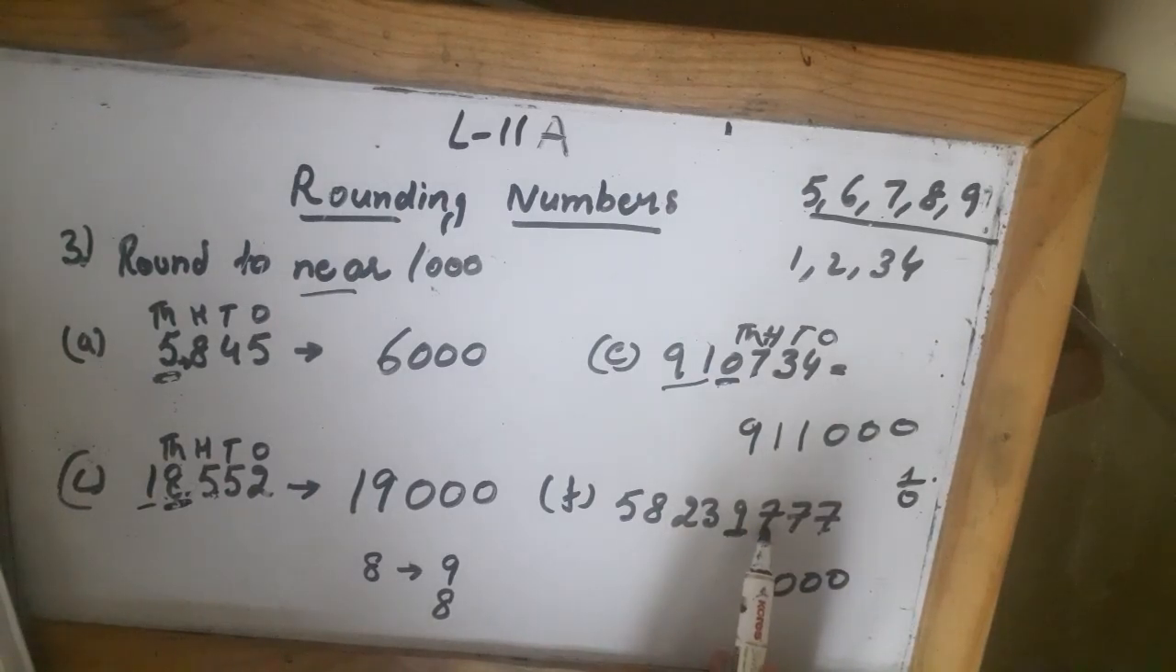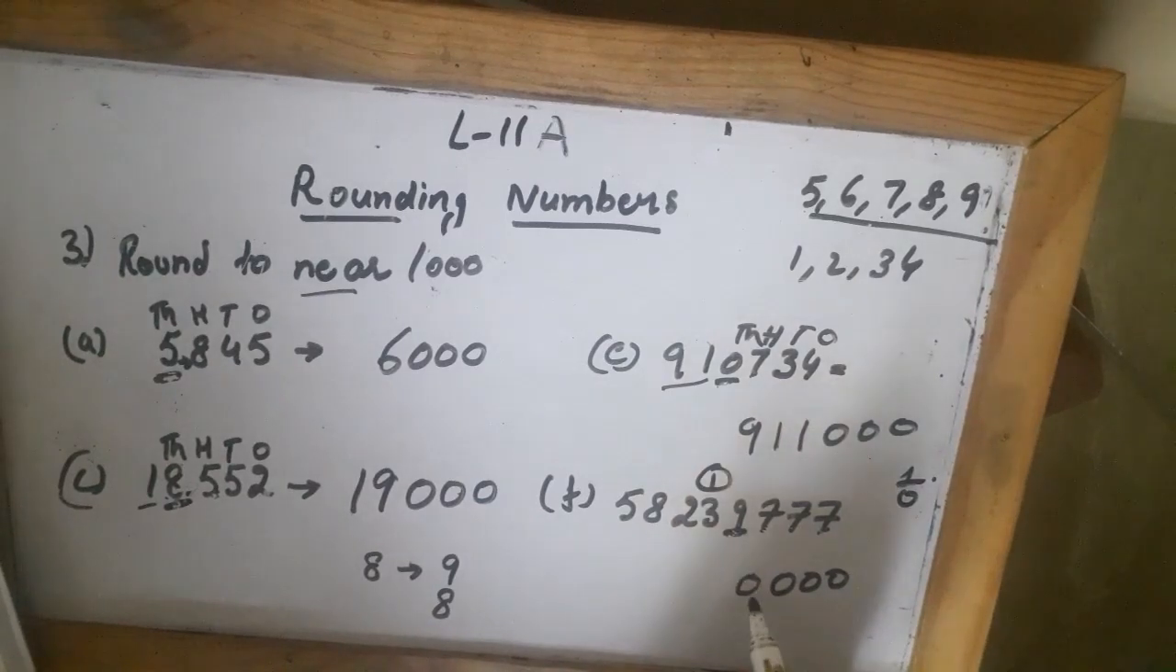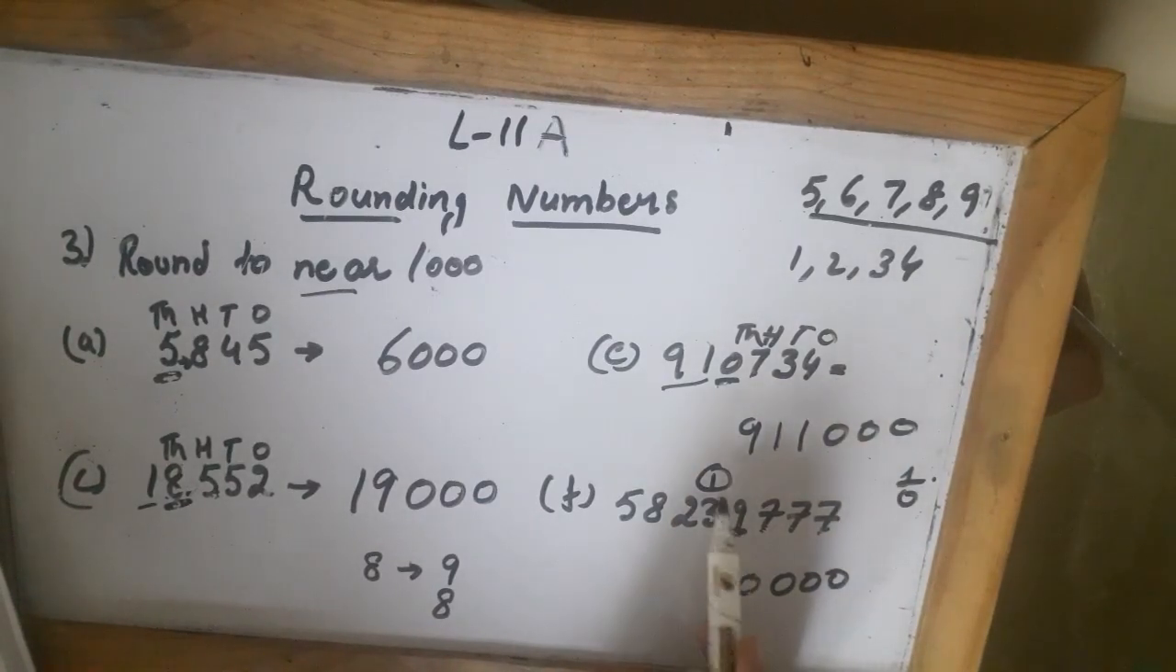To the thousands place, 9 jo hai, uske saath wala number kya hai? It is more than 5. So it means 9 will become 10. And what I will do? So in place of 9, I will put 0 and 1 I will carry. Okay, so 9 will become 0 and 1 I will carry.